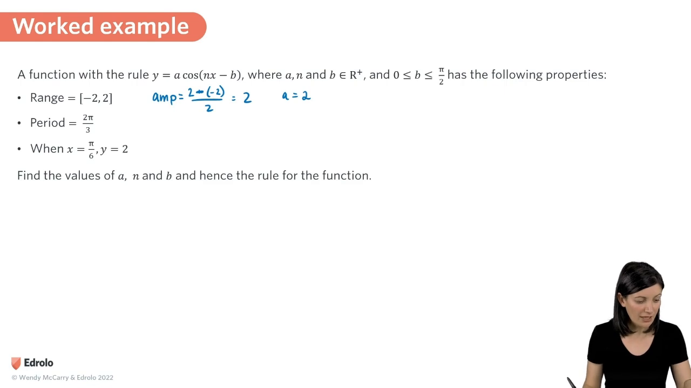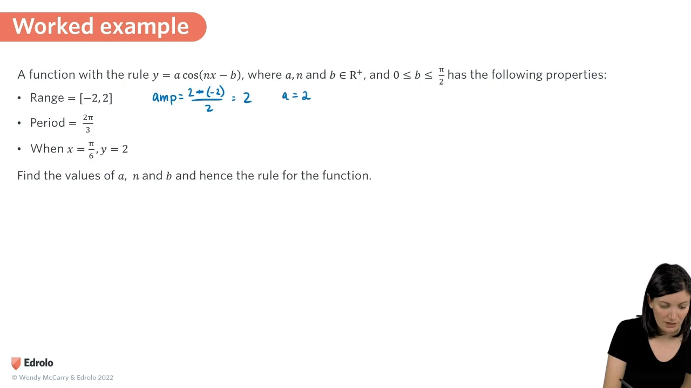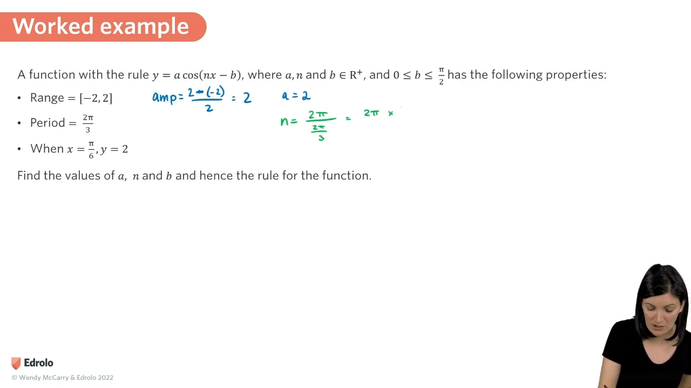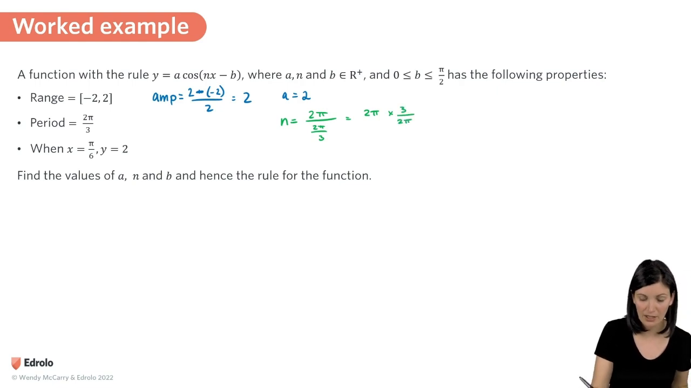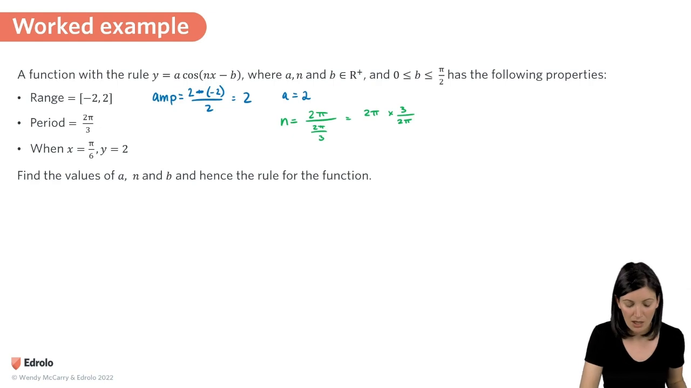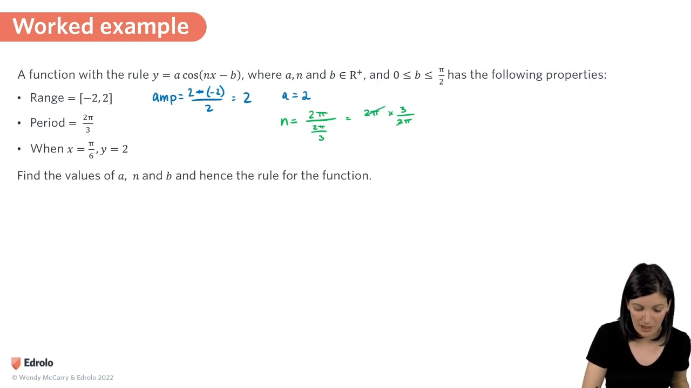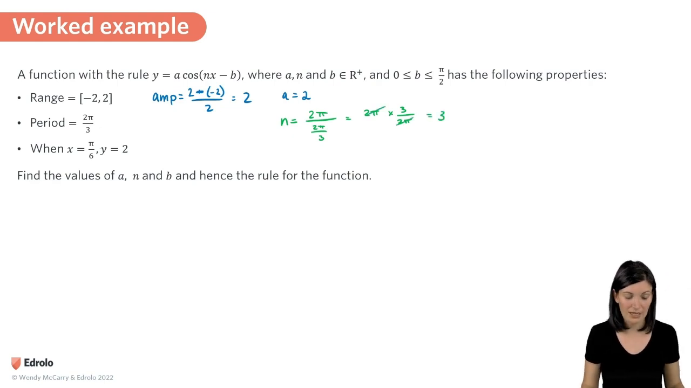Now, the period is 2 pi on 3. So from that, we can calculate n. We'll do it in a different color. So we get n is equal to 2 pi divided by 2 pi on 3. So that's 2 pi times 3 over 2 pi. Okay, flip and multiply. The 2 pi's cancel out, so n is just 3 in this case.